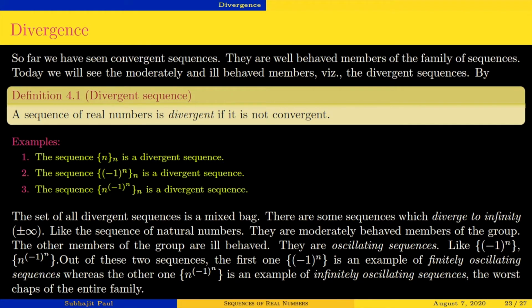Out of these two sequences, (-1)^n and n^((-1)^n), the first one, (-1)^n, is an example of a finitely oscillating sequence, whereas the other one is an example of an infinitely oscillating sequence, the worst chaps of the entire family. So the infinitely oscillating sequences are the worst chaps of the entire family.